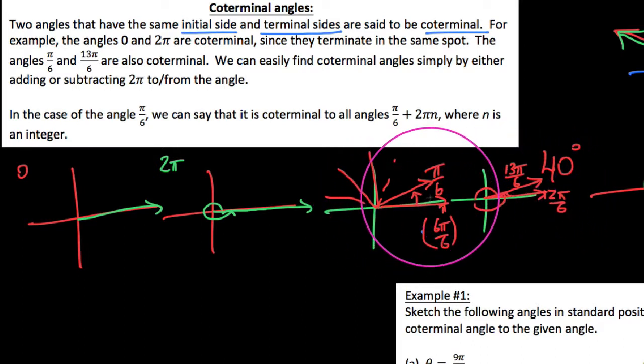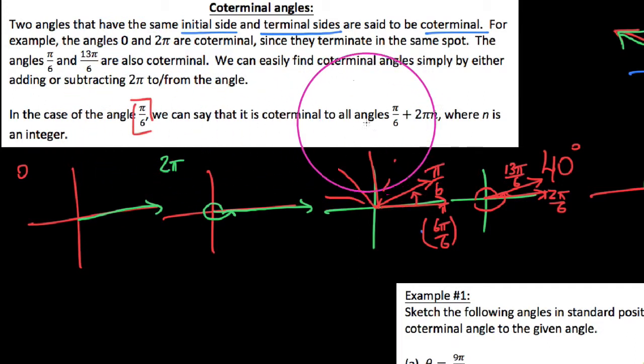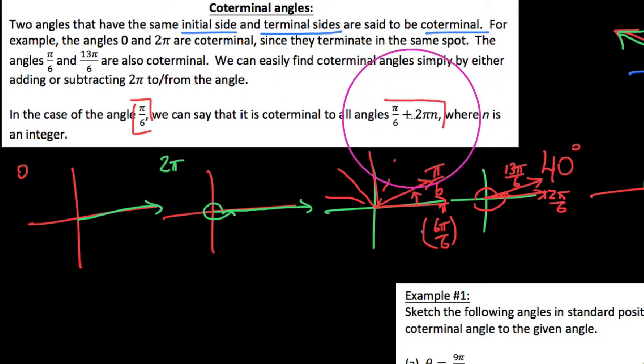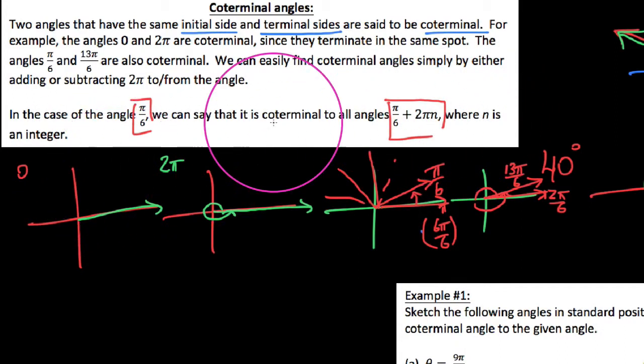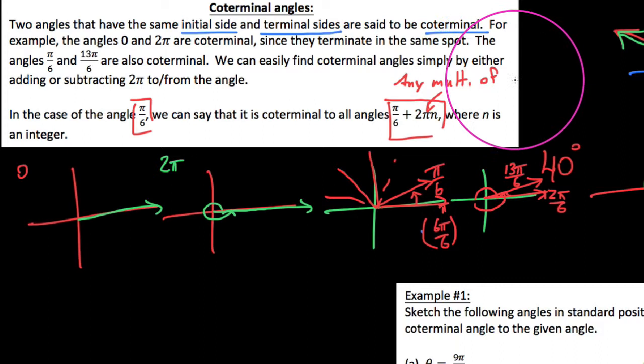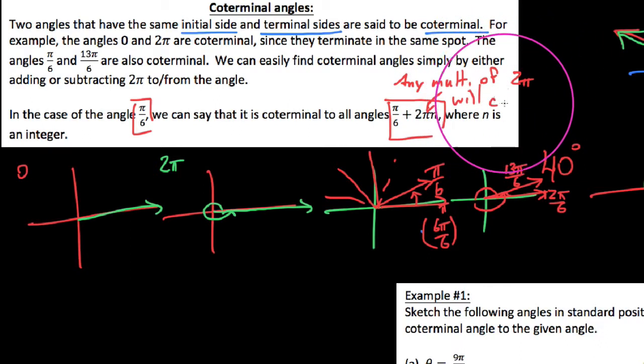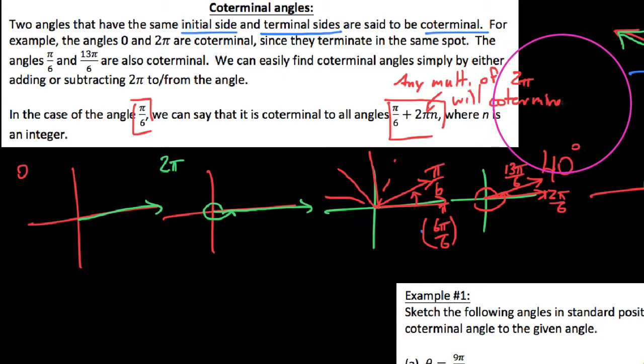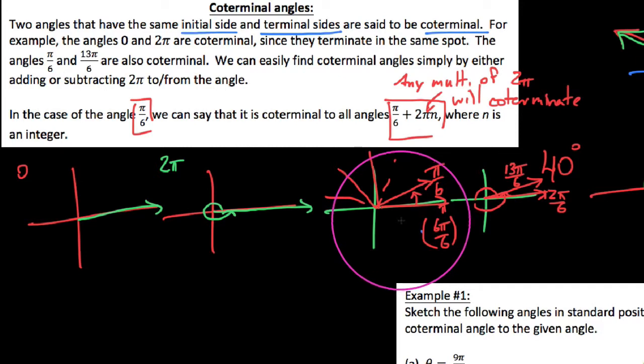Two coterminal angles, okay? So in the case of pi 6 that we just looked at here, we can say that it's coterminal to any angle that fits this form right here, pi 6 plus 2 pi n, where n is some whole number, some integer. And basically what this is saying is any multiple of 2 pi will coterminate. The reason why is the same thing we talked about over here when we added on 360. 2 pi is the same thing as 360 degrees, but in radians, okay?